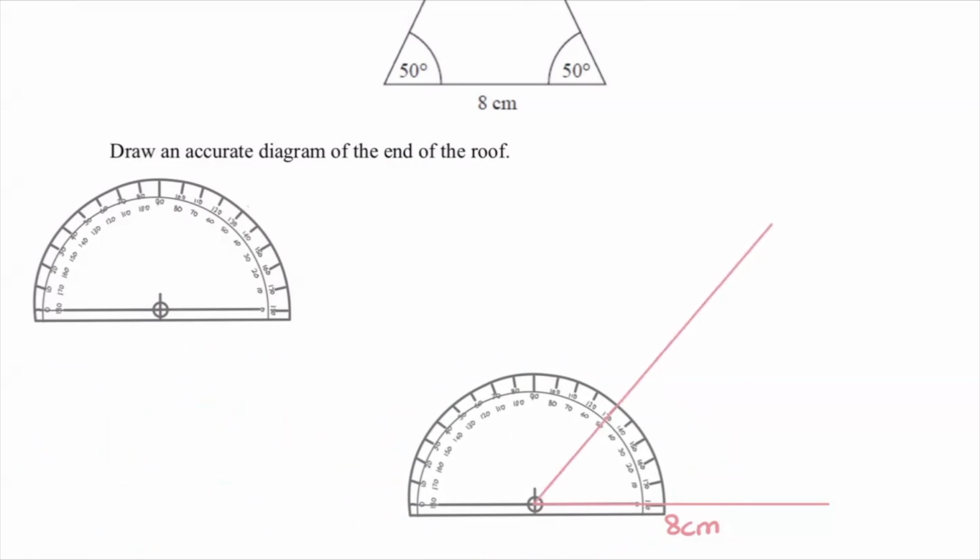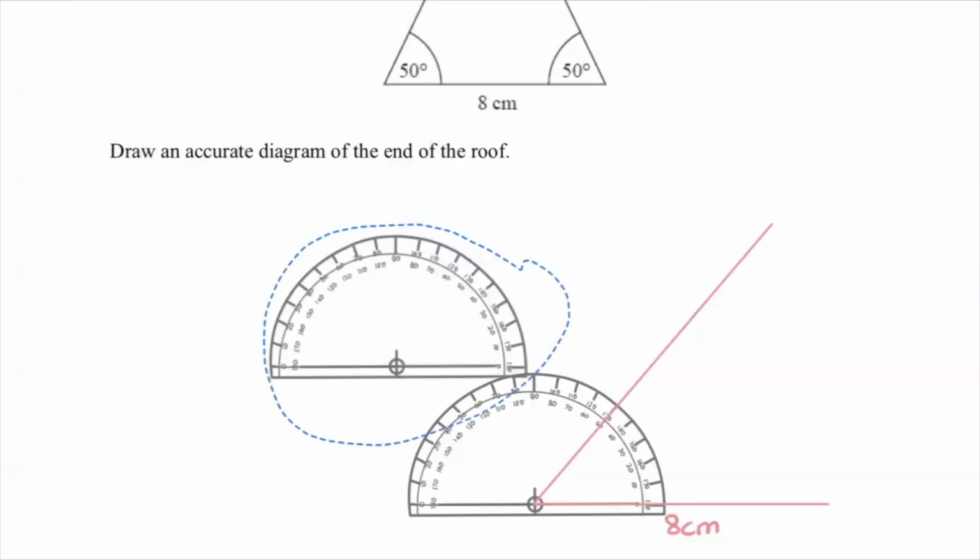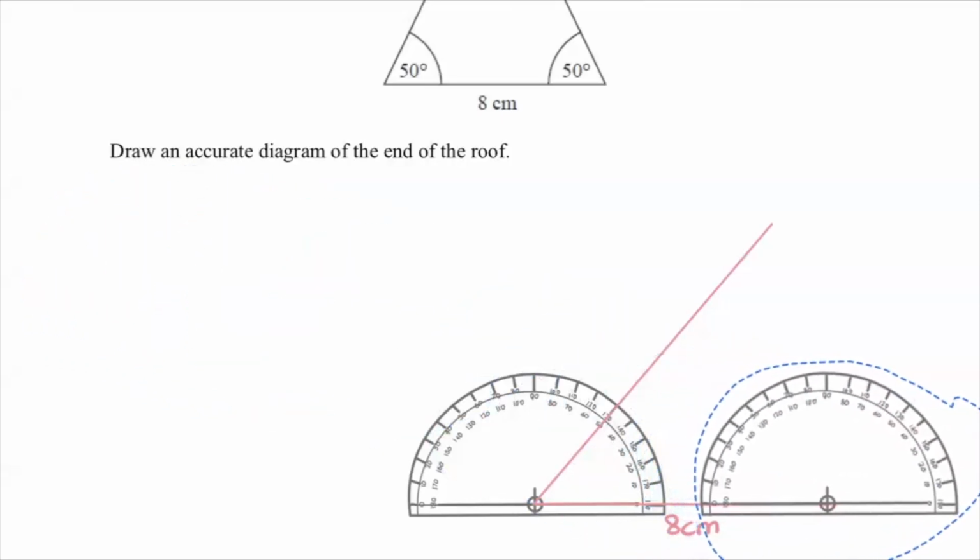Now, the reason that I've got a second one is because this is just hand drawn. So when I pick it up and move it, I'll move the lines as well, which is a bit frustrating. But what you'll do is put your protractor on the end of the other line, and then you'll measure your 50 again. Make sure you are using the right scales each time. So just follow the 0 so it doesn't go wrong.